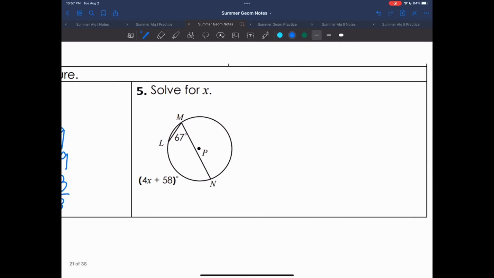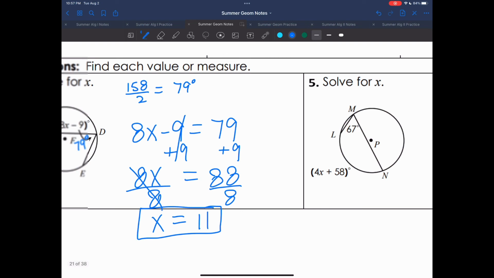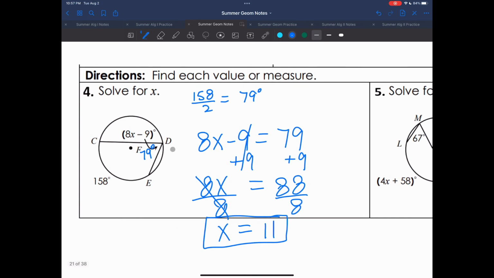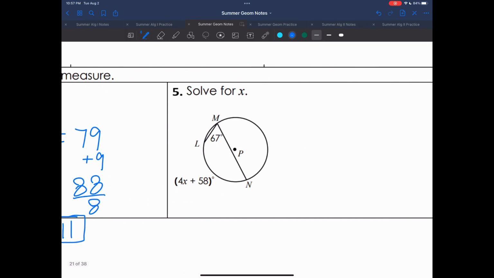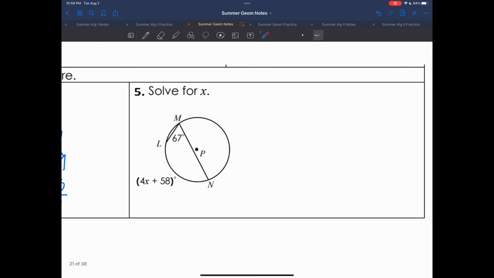Okay, let's try out number 5. This one is similar but different, right? On number 4, they give you the big arc. On number 5, they don't give you the arc, but they do give you the angle. So we could do it in a similar way. Think about this. If we're given the angle, which we are, how do we work in reverse then? Let's see, here's the angle. How do we work in reverse to find the intercepted arc?